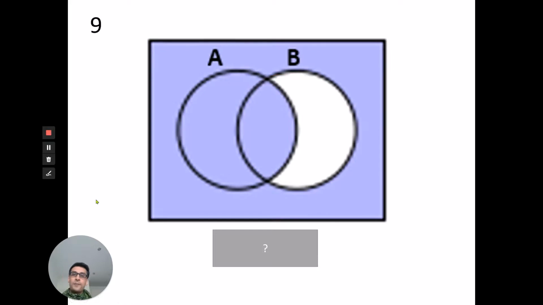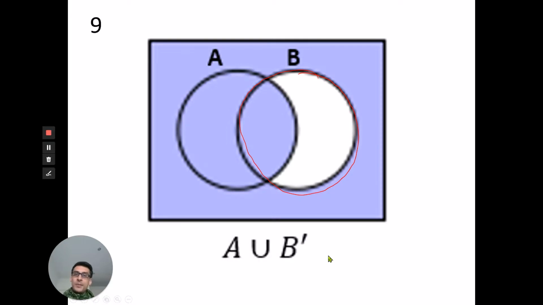Okay, question 9. What's happening here? Okay, if you need a clue, I want you to look at this bit here, and then I want you to think about that bit there. So this bit here, you can see that A has been shaded in, and then if you look at this bit here, everything outside of that circle has been shaded in as well. So it's going to be A union not B, or if you did it the other way around, B dash union A.